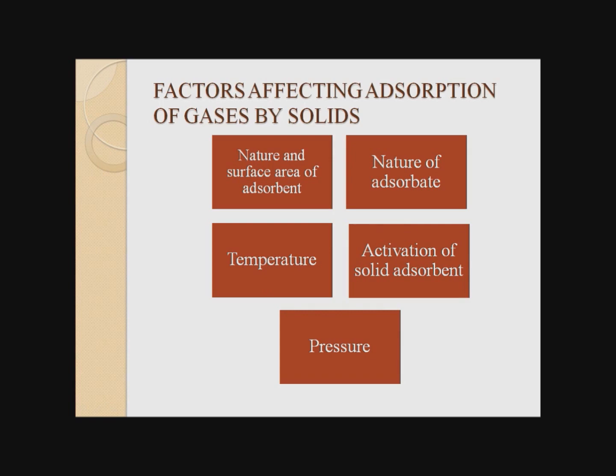The amount of heat evolved when 1 mole of gas is adsorbed on the adsorbent is called heat of adsorption. Next is activation of solid adsorbent. It means increasing the adsorbing power of the adsorbent. This is usually done by increasing the surface area of the adsorbent, which can be achieved in the following ways: by making the surface of the adsorbent rough, by mechanical rubbing, etc. Second is by subdividing the adsorbent into small pieces or grains.